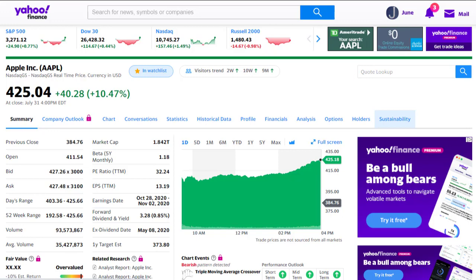This concludes the breaking down of the Yahoo Finance stock summary page. I hope it has helped you get a better understanding of the terms used on this page and their meanings.